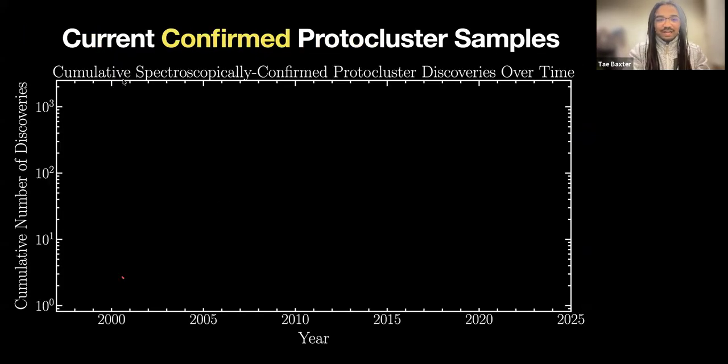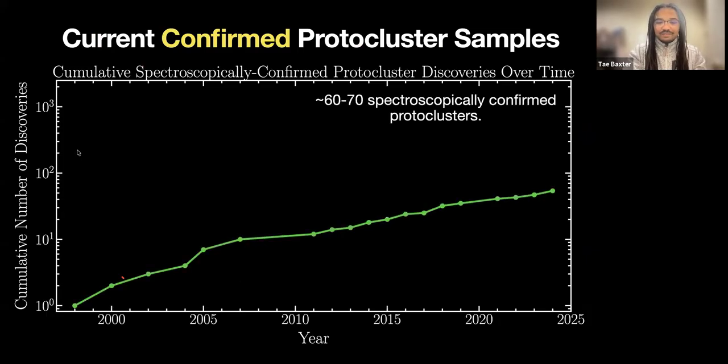So for this reason, if we look at the number of confirmed protocluster samples as a function of time, this is what this plot is showing on the y-axis, the number of discoveries from the late 90s to today. We've only found around 60 to 70. So the sample sizes are fairly small.